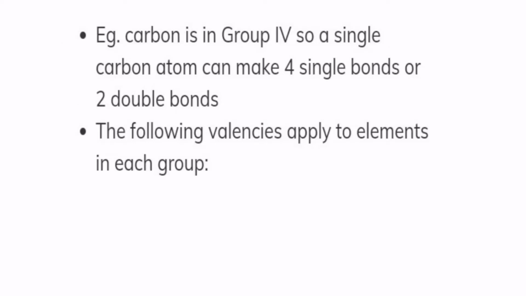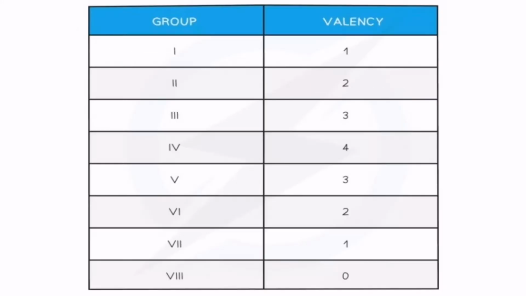For example, carbon is in group 4. So a single carbon atom can make 4 single bonds or 2 double bonds. So remember, carbon, if it is in group 4, it can make 4 single bonds, or it can make 2 double bonds. So the following valences apply to elements in each group. So now let's look at this one.